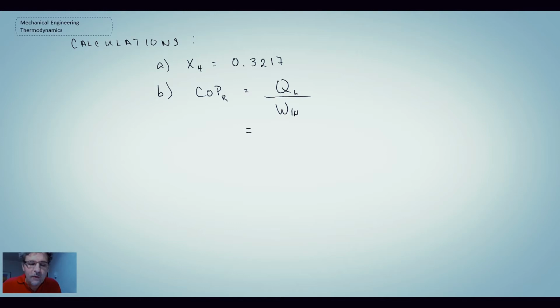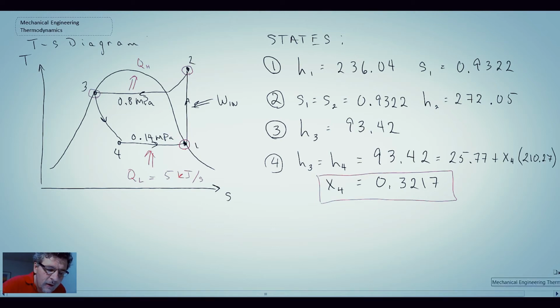Now for the coefficient of performance, we have heat transfer from low and work in the compressor. So to determine heat transfer in at low, that's just going to be the difference in enthalpy between state 1 and state 4. And the work in is going to be the difference between enthalpy at state 2 and state 1.